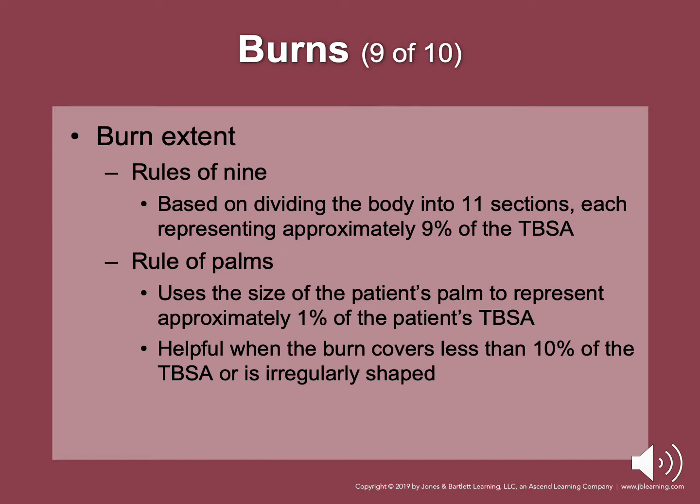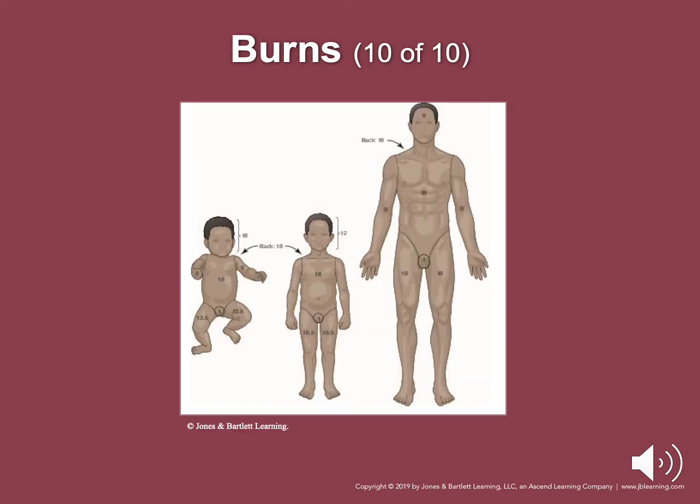So it's helpful when the burn covers less than 10% of the total body surface area or is irregularly shaped. So here's the rule of 9. There are a lot of figures out there, a lot of cheat sheets, to help you with burns and what percentage of the body is burned. Try to memorize as much of this as you can when you go to take your test, because I'm sure there'll be a question about it.